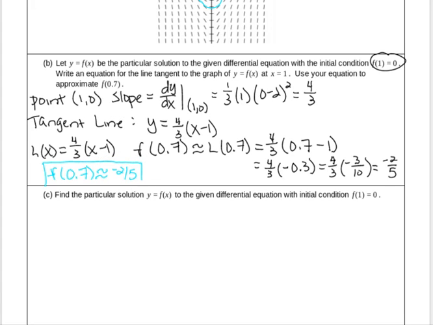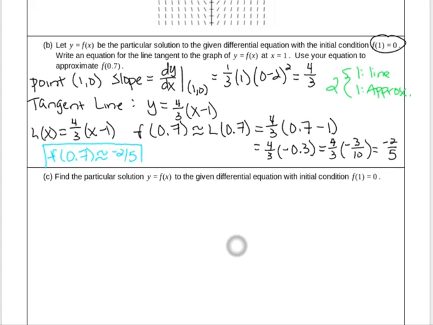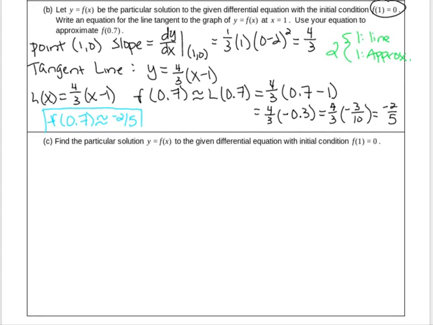All right, this was worth 2 points. It was 1 point for your tangent line and then 1 point for your approximation of f(0.7).